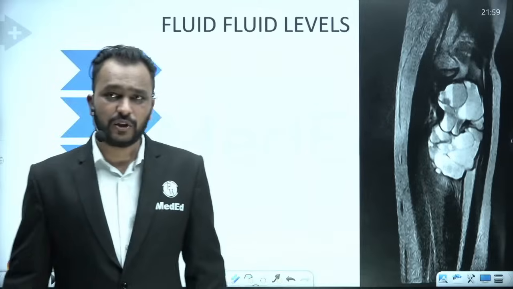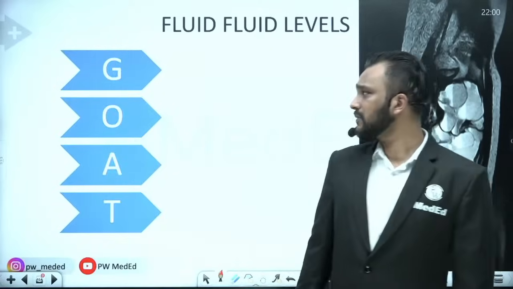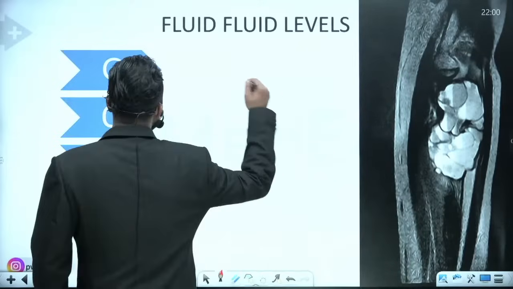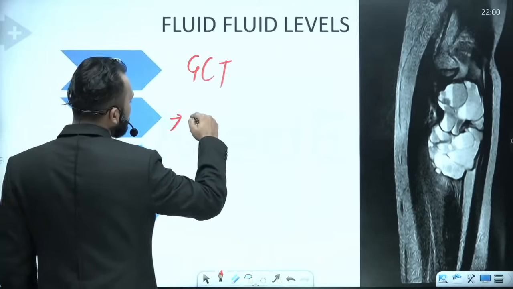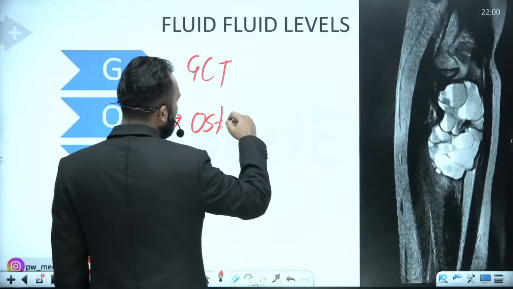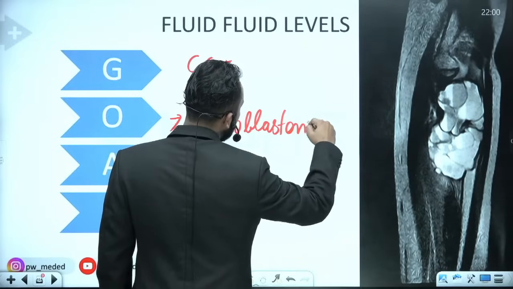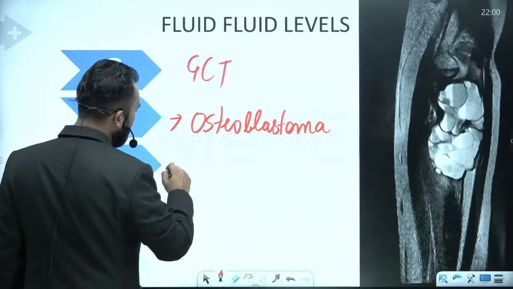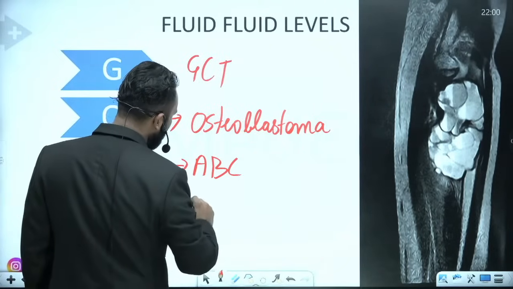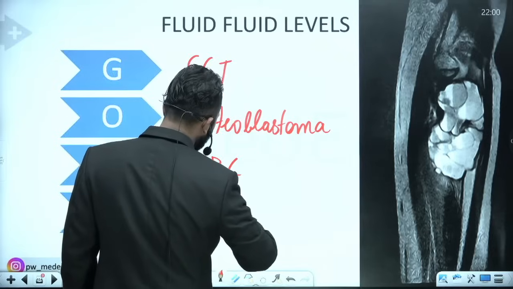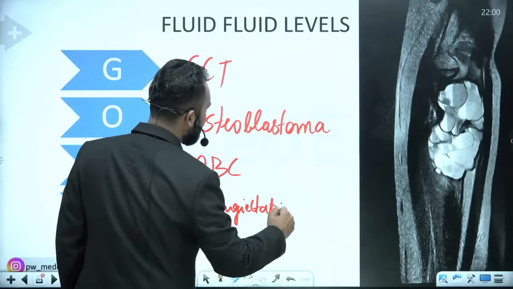So you should know a few bone tumors which are having fluid levels. So which are these bone tumors which are having these fluid levels? These can be remembered with a mnemonic, that is GOAT, where G stands for giant cell tumor, O for osteoblastoma, A for aneurysmal bone cyst, and T for telangiectatic osteosarcoma.